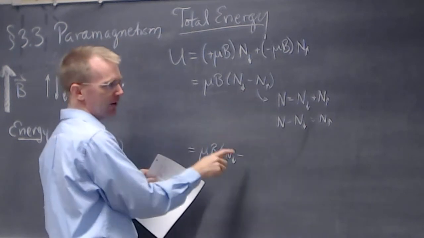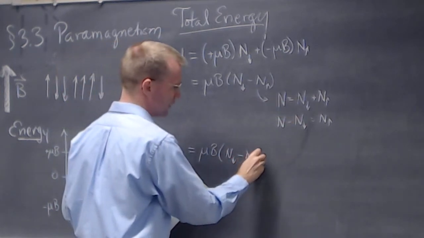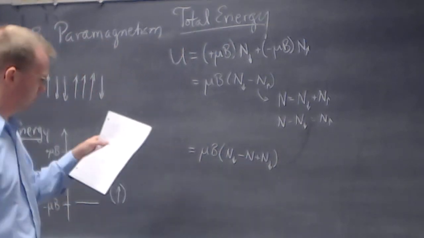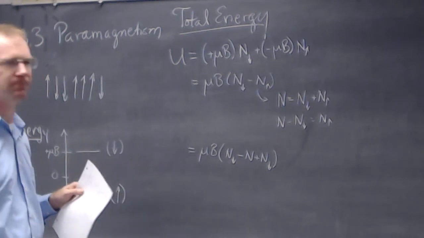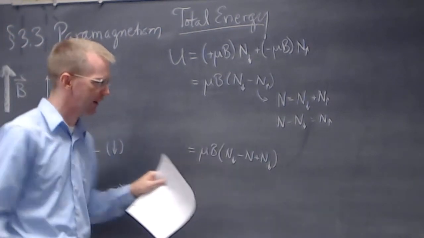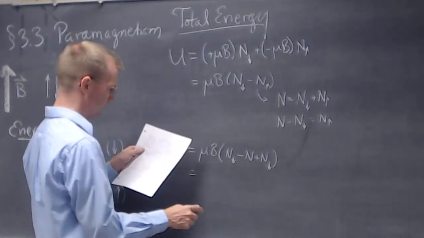Okay, so minus n up is minus, parentheses, n minus n down, so that's minus n plus n down. Okay, simplifying, I've got n down minus n plus n down. We can see that that is n minus 2 n down.